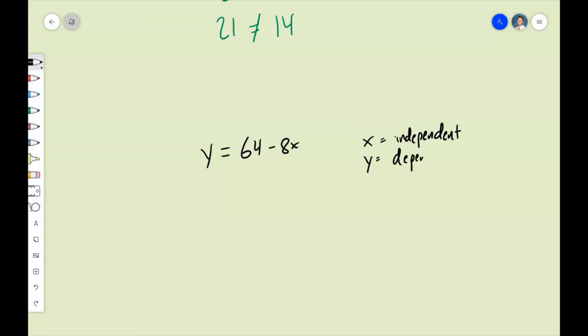Now if we wanted to solve when we pour 5 cups out, then that would be y equals 64 minus 8 times 5. We know that 8 times 5 is 40, so y equals 64 minus 40, and that would leave us with y equals 24.